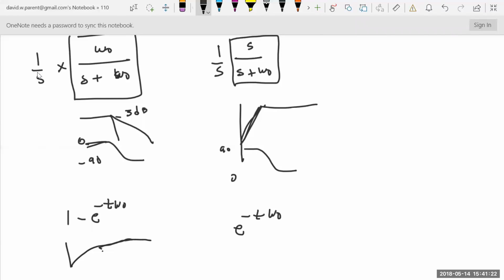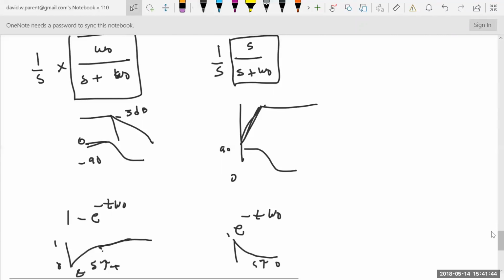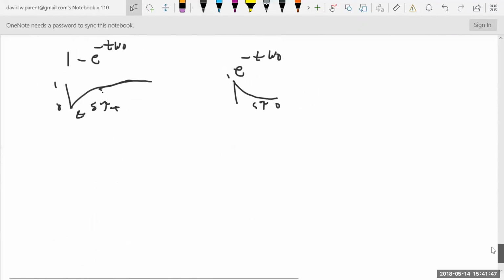So this is first order, right? Takes me about 5 tau to go from 0 to 1. Here, right, it takes about 5 tau to go close to 0 from 1 down to 0, right? That's like an interview question, right? That you will see on the final, right? But these are just simple steps.